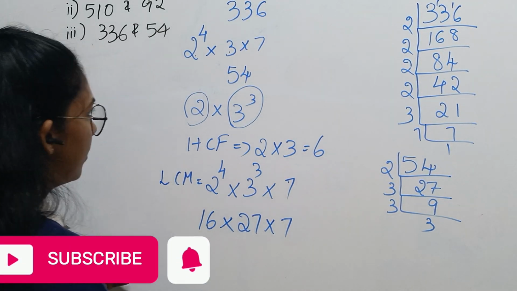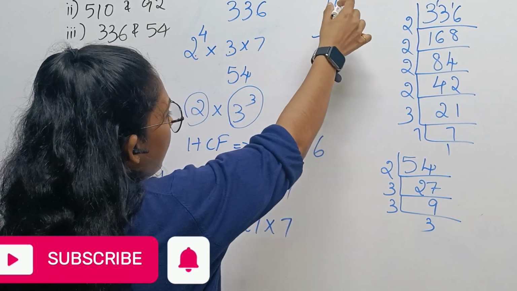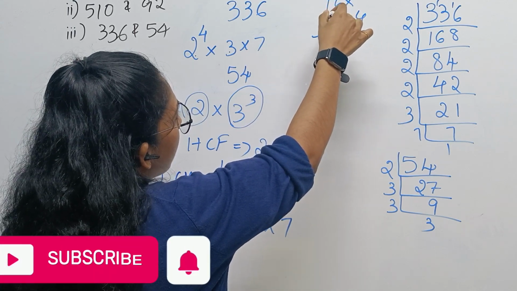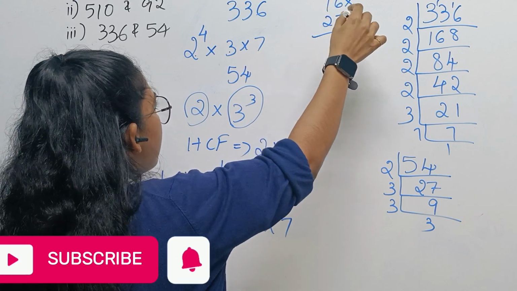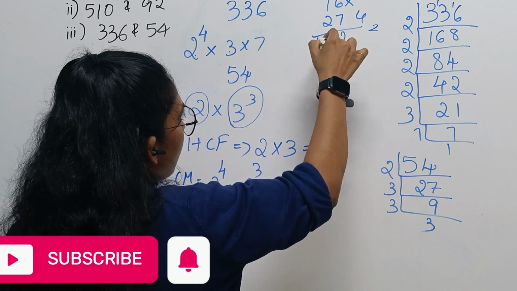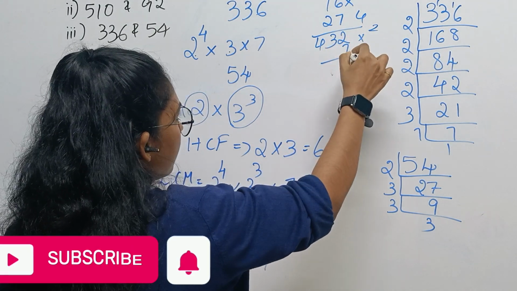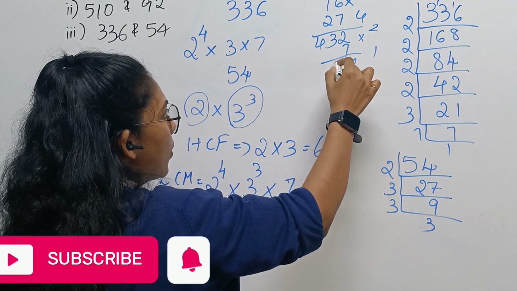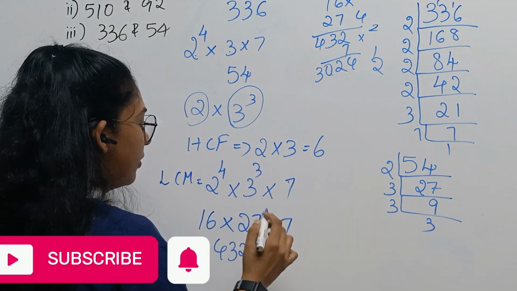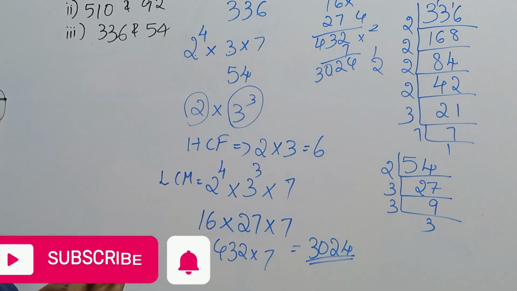Okay, so let's multiply. That is 16 into 27. 7 times 6 is 42. 4 is there, 7 times 1 is 7 plus 6 twos are 12. 12 plus 7, 19. 19 plus 4, 23. 2 is there. 1 times 2, 2. 2 plus 2, 4. 432 into 7. Okay, 7 times 2, 14, 4 is there. 7 times 3, 21 plus 1, 22. 2 is there. 7 times 4, 28. 28 plus 2, 30. 3024. Okay, so this is the LCM of the numbers.